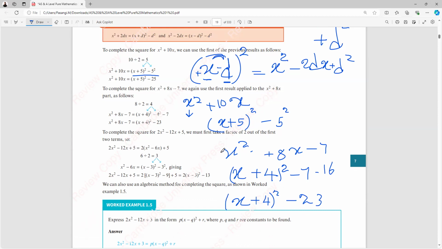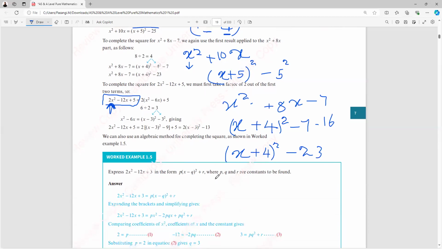Now, what do you think will happen if we have a coefficient for this x squared term? If we have a coefficient, we first need to factorize it. That means we have to take it out. So let's take 2x squared minus 12x plus 5.